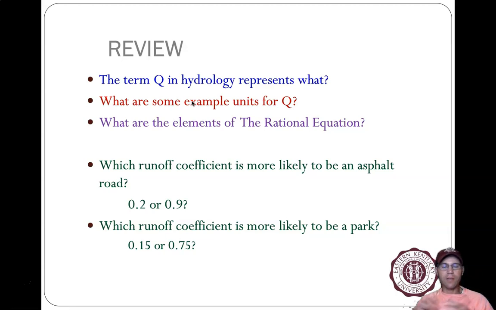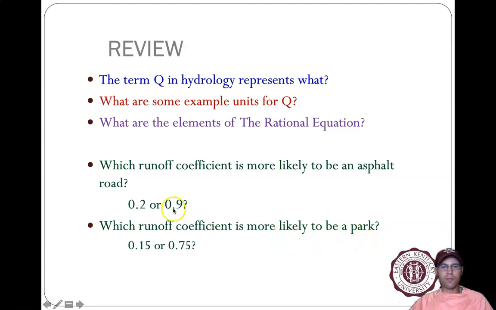All right, what are the elements of the rational equation? What goes into it? What's the formula? You should know it's Q equals CIA. Now, let's understand what these coefficients mean. Which of these two coefficients, 0.2 or 0.9, is most likely associated with the asphalt road? And which runoff coefficient here is most associated with the park?